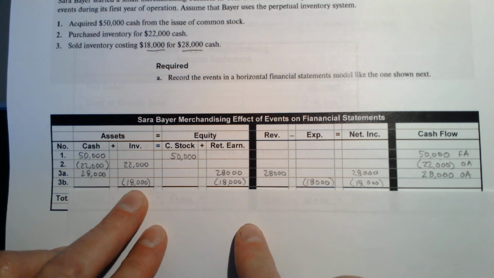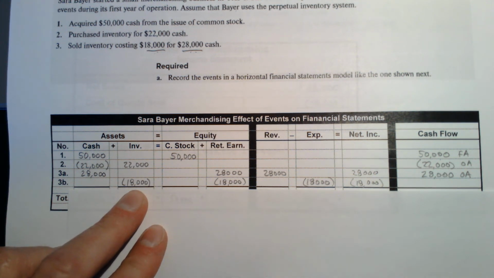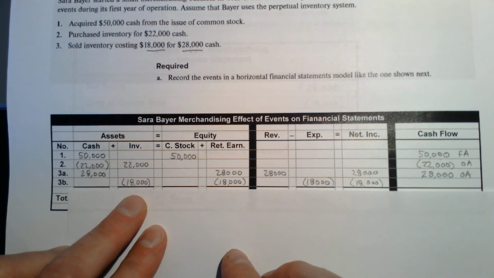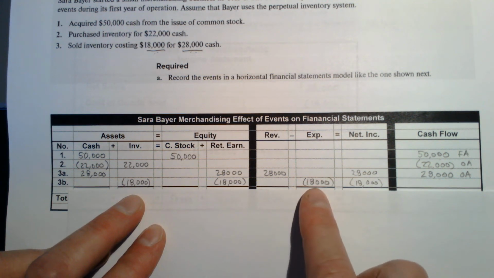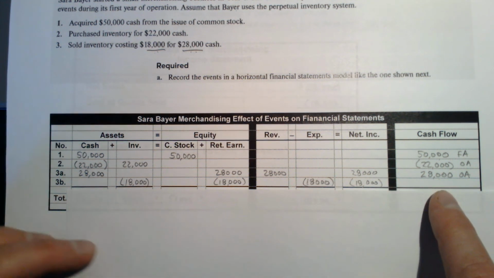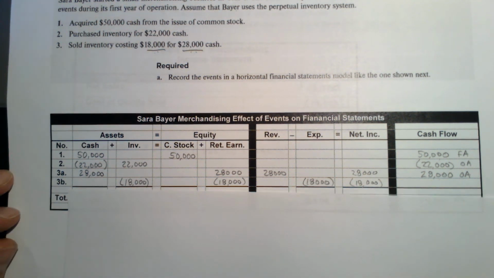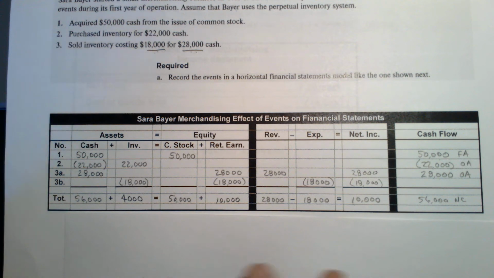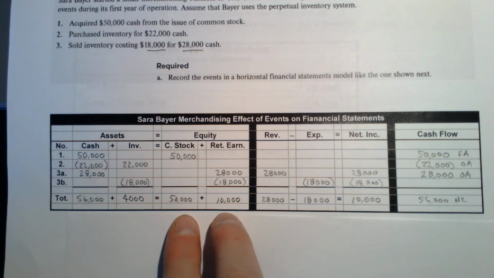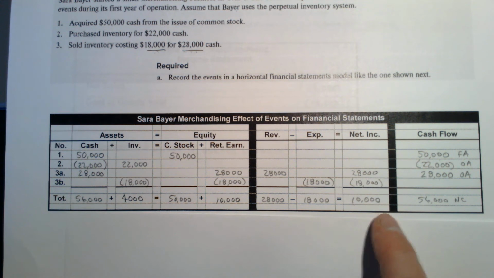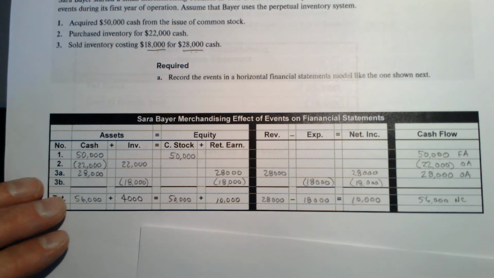So in this case, we're going to decrease our inventory because some of our inventory is left. We don't have as much now, so we decrease it. And we pull down retained earnings by recognizing an expense. There's no cash flow associated with that. We already paid for the inventory. So when I total things up, I see I've got 60,000 on this side of the equation, 60,000 here. I have net income of $10,000 and a $56,000 net change in cash.